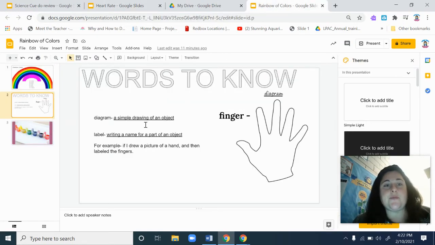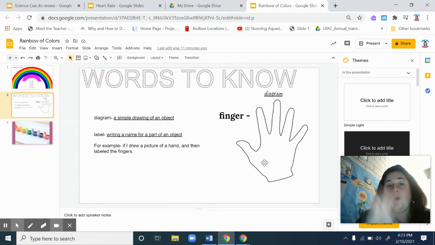So what about diagram? Diagram. What about diagram? So if I drew a picture, that's a diagram. And if I'm going to label that diagram, we call that a labeled diagram. So if you draw a picture and then you put some words next to it, you just drew a diagram and you didn't even know. I bet you have been drawing diagrams for a long time and you just didn't know it.